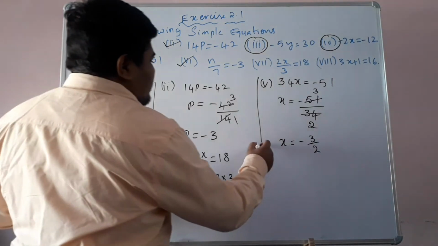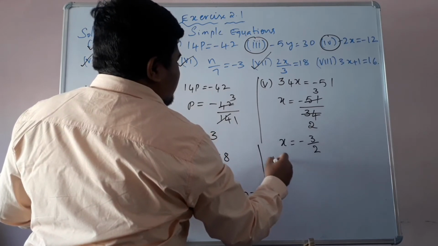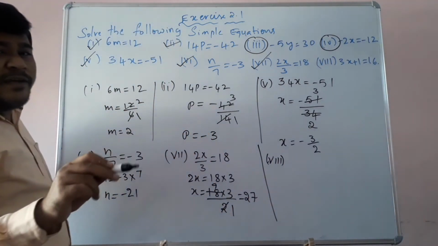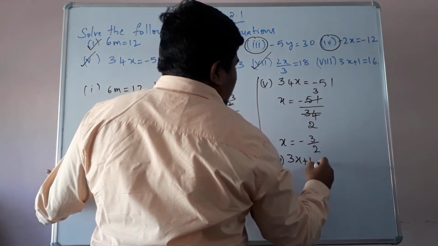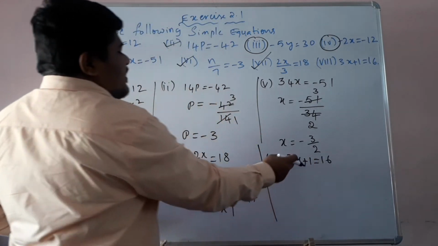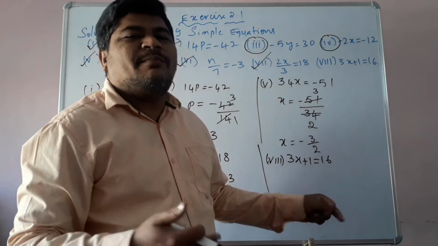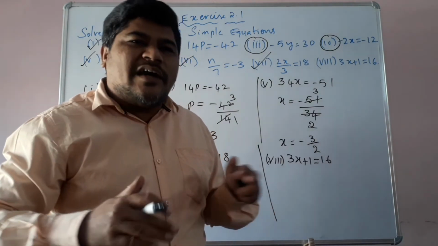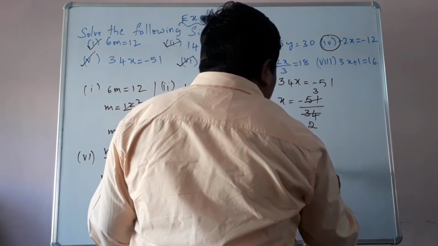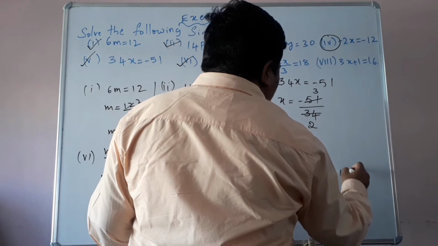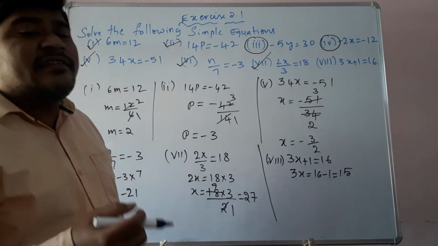Okay. Now let's see next question, children. Problem number 8. What is the question? 3x plus 1 is equal to 16. Children, here plus 1 is there and into 3 is there with x. First constant. So other than the variable, constants are there with plus or minus symbols. Constants there means that we have to transpose first. So this plus 1 becomes minus 1. 3x is equal to 16 minus 1, which is equal to 15. 16 minus 1 is what? 15.